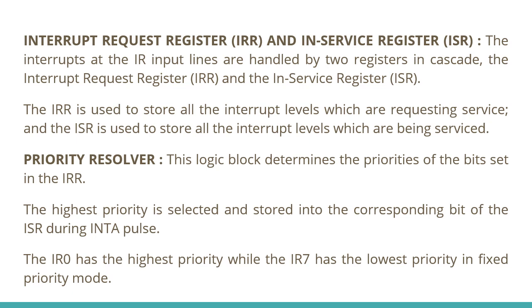Next, we have the priority resolver. This priority resolver unit determines the priorities of the interrupt requests appearing simultaneously. The highest priority is selected and stored into the corresponding bit of the ISR during the INTA pulse. Usually, the IR0 has the highest priority while the IR7 has the lowest priority in fixed priority mode. The priorities, however, may be changed by programming the 8259A in rotating priority mode.